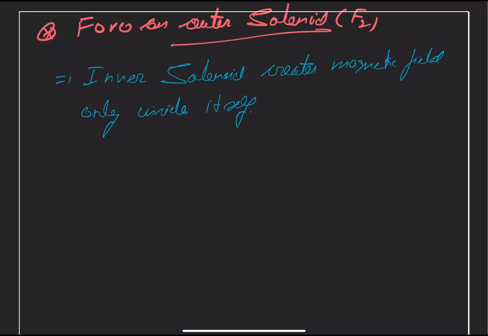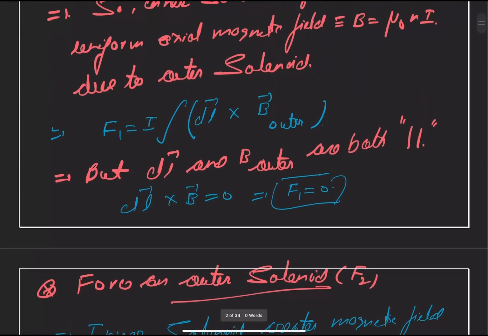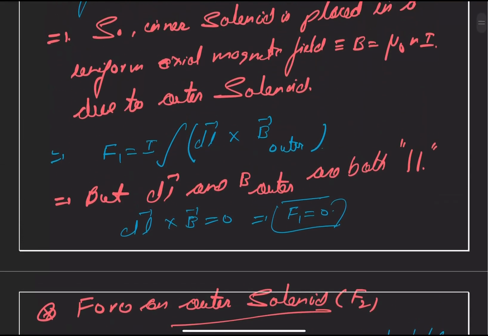So it means the outer solenoid, which lies outside the inner one, the magnetic field because of that is equal to 0. Therefore, here I have to write it as B outer. Okay, let me correct it. This will be my magnetic field outer, which is equal to mu naught n times I.